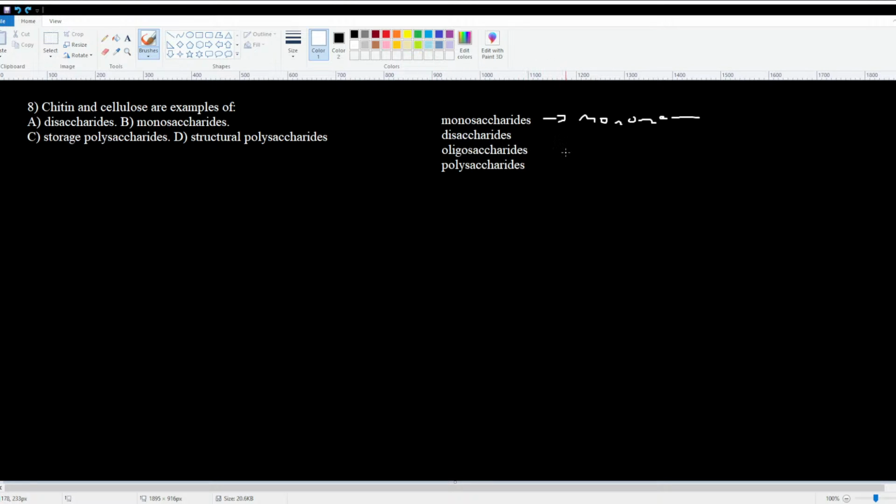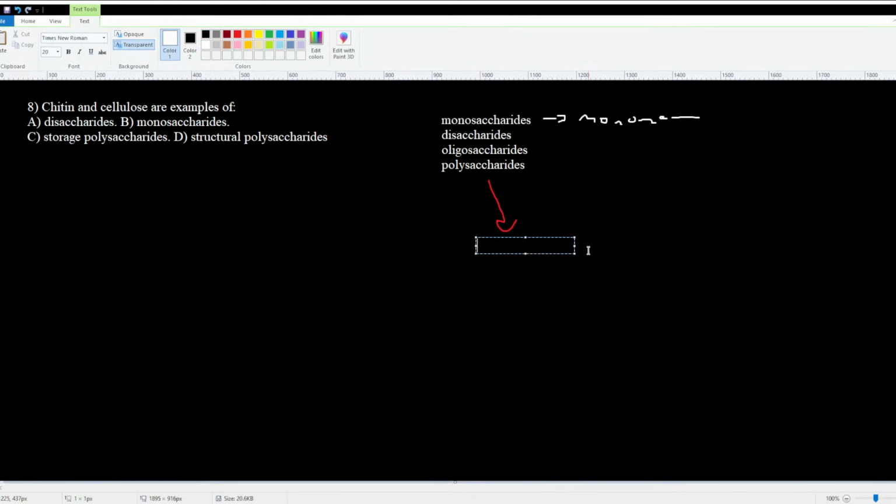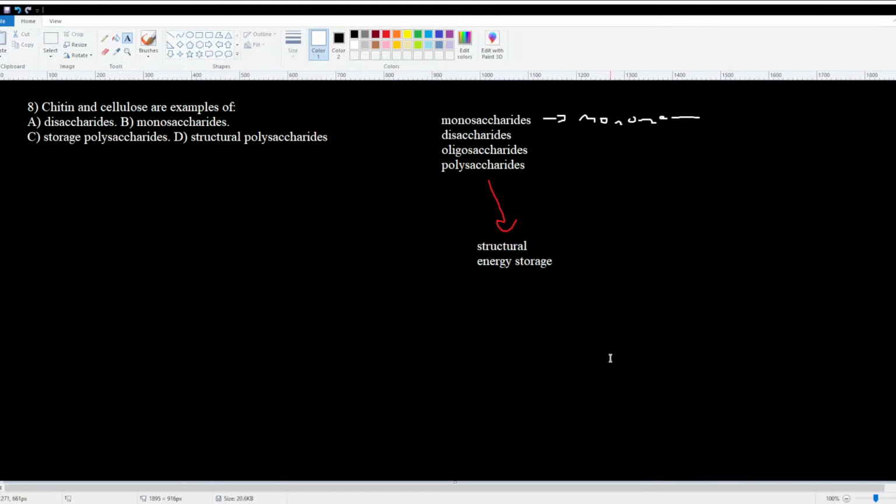Oligosaccharides, those are important when it comes to cell signaling. Oligosaccharides are sugars that exist outside of the cell membrane, but we don't really talk about those. And how about polysaccharides? Well, polysaccharides, those are the ones that we care about the most. So what are polysaccharides? They have a few different purposes. They could be structural, or they could be energy storage. So polysaccharides fall into two different categories: structural and energy storage.